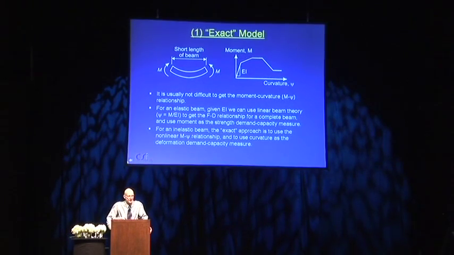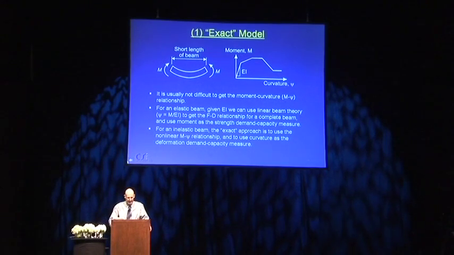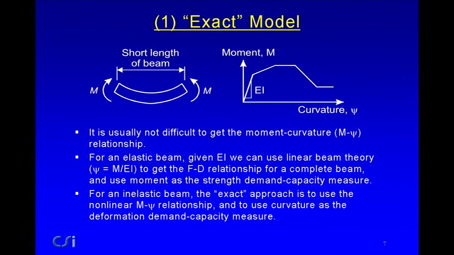Now, if you have an elastic beam, the rest is pretty easy. For an elastic beam, all you're interested in is this EI value here. The rest doesn't matter. It just goes on forever if it's elastic. So for an elastic beam, if you're given EI, you can use linear beam theory, which is just curvature is M over EI, and you can get the force deformation relationship for the complete beam. And you can use bending moment, usually at the ends, as the demand capacity measure. Very simple.